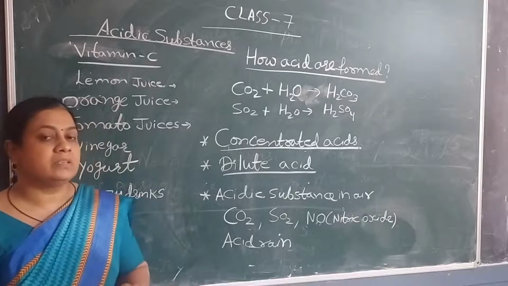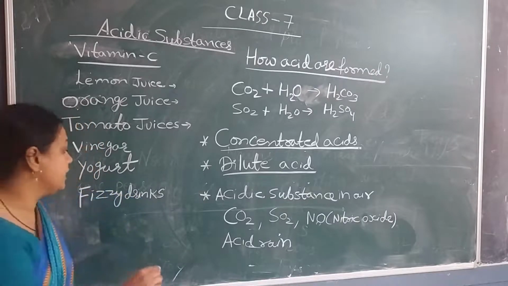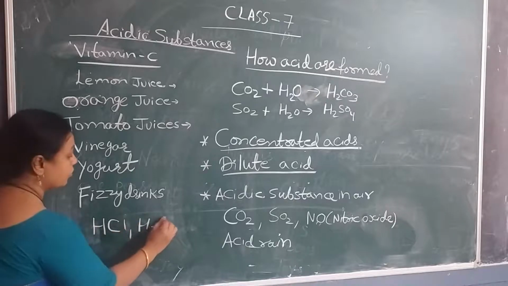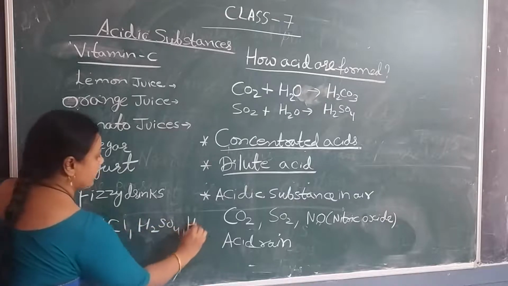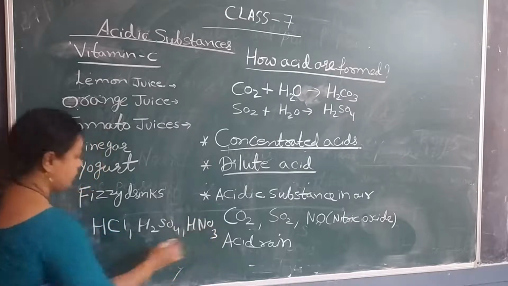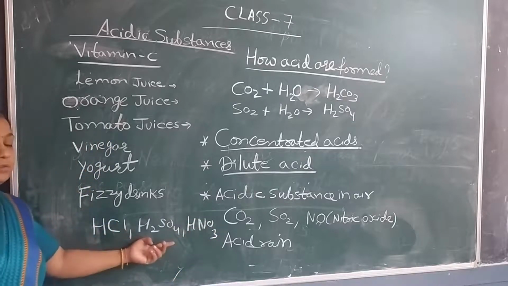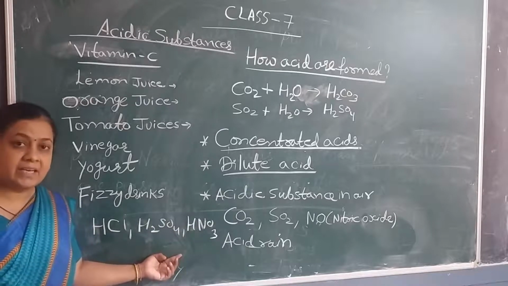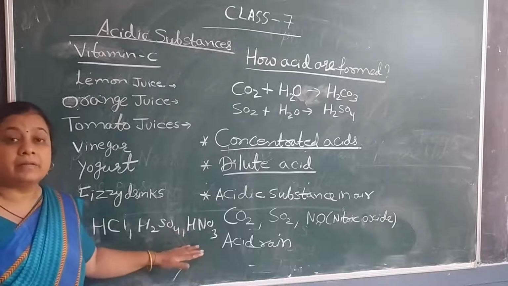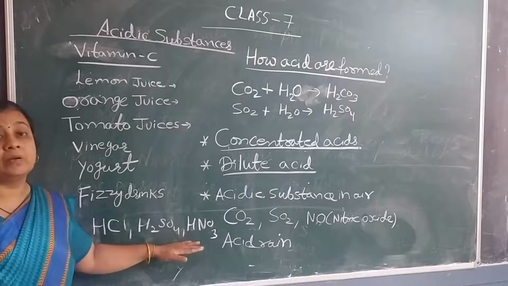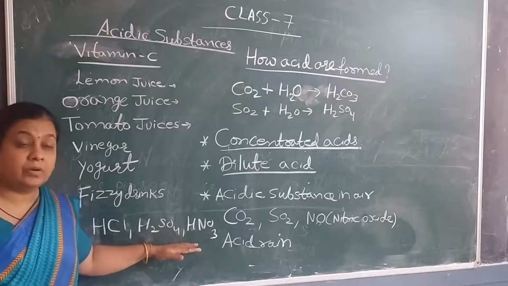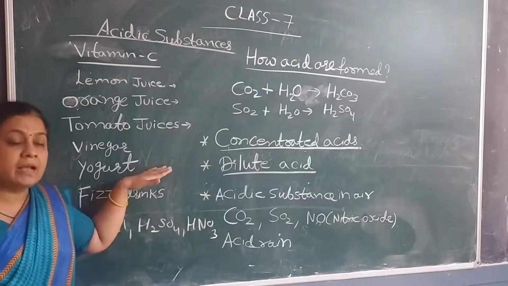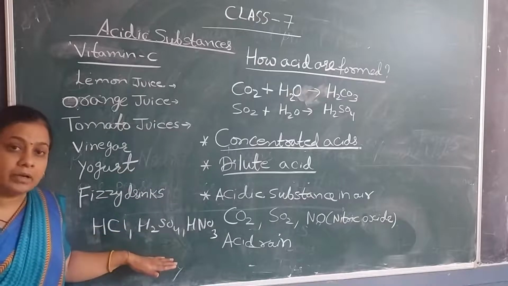But some acids are very, very strong, like HCl, H2SO4 and HNO3. They are very strong acids, also called mineral acids. Sometimes they cause acidic burns. So some acids are weak and some acids are strong.